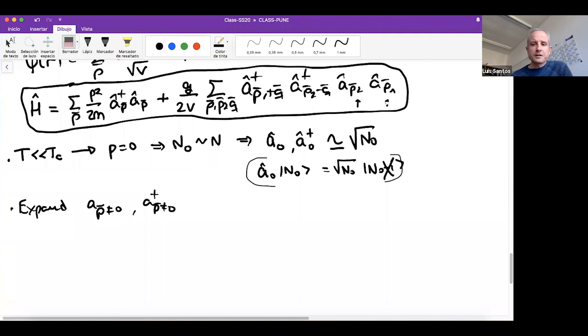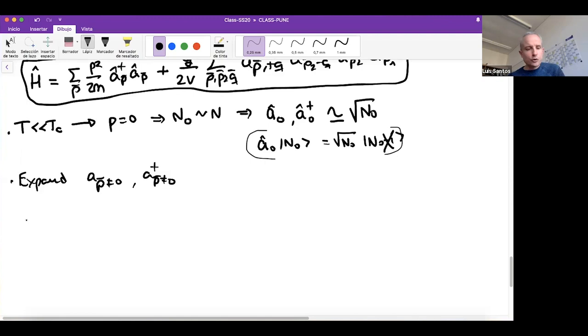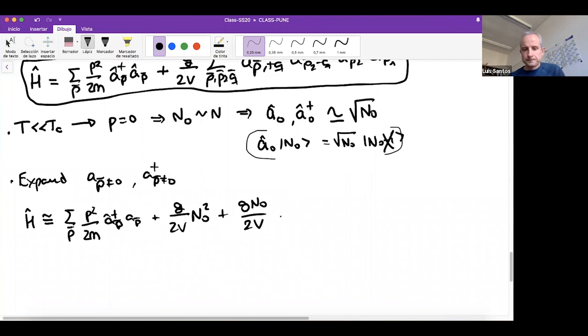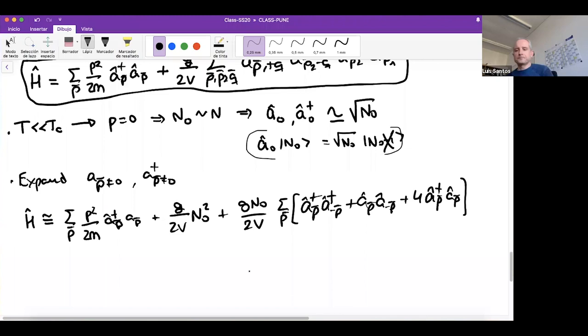So the lowest terms that I have are terms which have two operators with p different than zero. If you do the math and go to second order, then you see that this Hamiltonian up to second order is of the following form. This is already second order. Then I have the contribution coming from the zero order, which is this one, and a contribution coming from the second order, which is this one. You do the math, you will see that this is what you get.